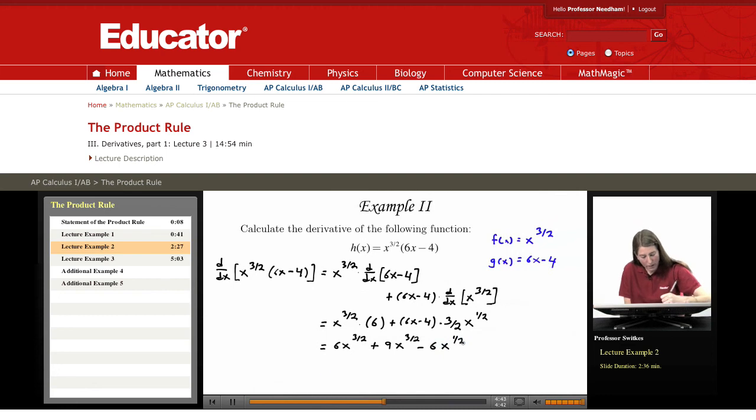And then finally, you can see that we have two like terms that involve x to the 3/2 power, and we add those up and get 15x to the 3/2 minus 6x to the 1/2. And that would be our final result here. And so let's look at a third example.